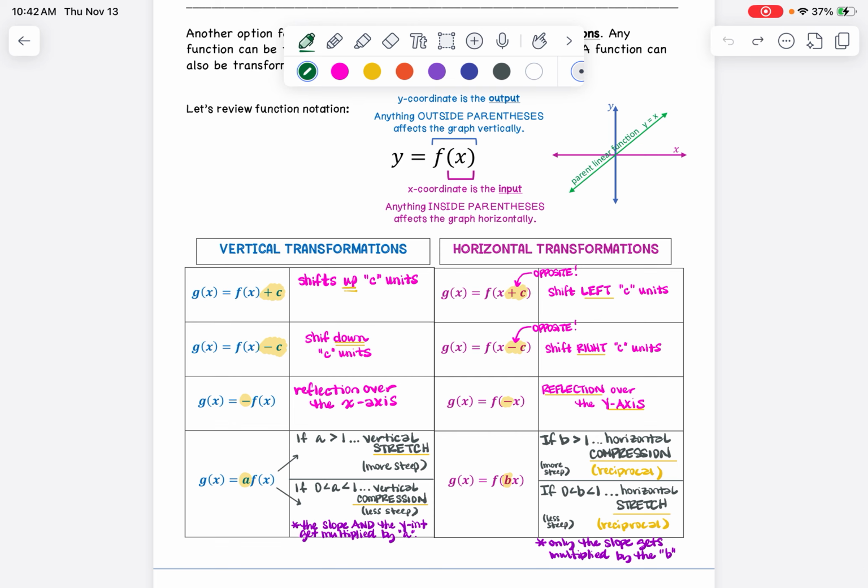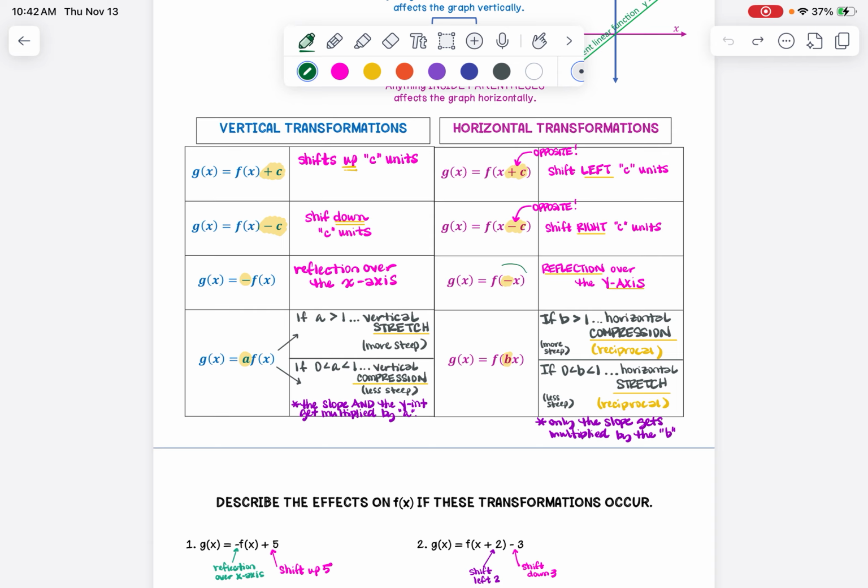So I'm really hoping this is starting to come back to the forefront of your mind, right? And then if we have the negatives, if I negate all the Y's, that means I'm reflecting over the X axis. And if I'm negating all the X's, that means I'm reflecting over the Y. Then we have the multipliers. If I have an A multiplier, that means I'm either vertically stretching it or I'm vertically compressing it. And if my multiplier is on the inside, then that means I'm either horizontally compressing it or I'm horizontally stretching it.